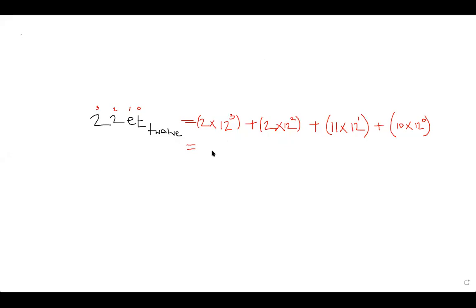Yes? The answer is 3,450. What is the answer for the first bracket? 2 times 12 to the power 3. What do you get? 3,456. Then the next answer? 288. Then the next? 132. Then? The next one is 10, because every number to power 0 is 1, yeah. So when you sum up these numbers, what do you get? 3,886.